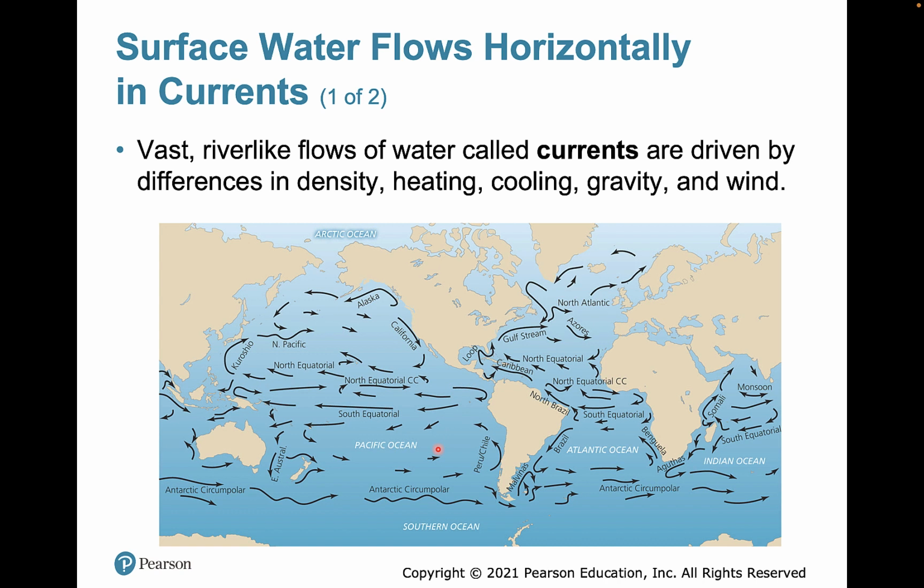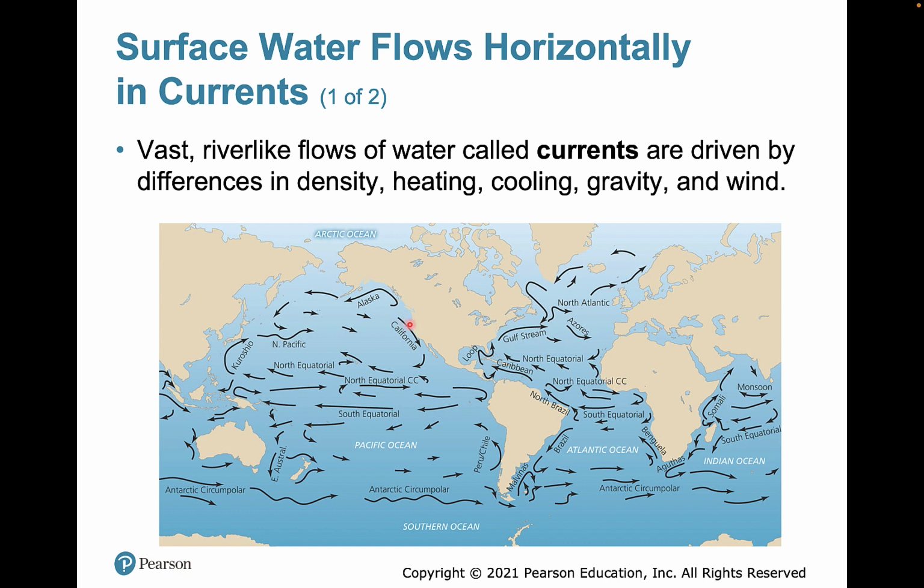So we talked about a gyre, okay? River-like flows of water in the ocean are called currents, okay? And they're driven by density, heating, cooling, gravity, and wind, because water can move vertically through the ocean as well as horizontally across the surface. So if you put currents that move together in a circle, they call it a gyre.